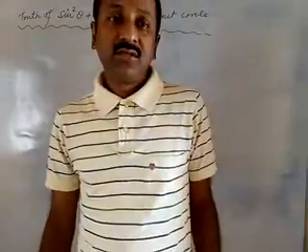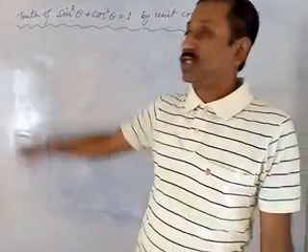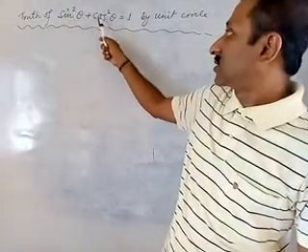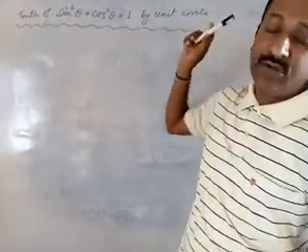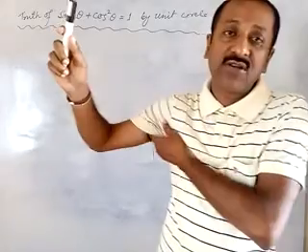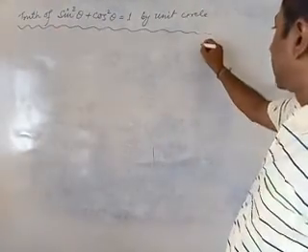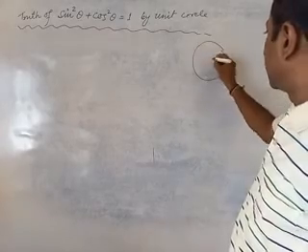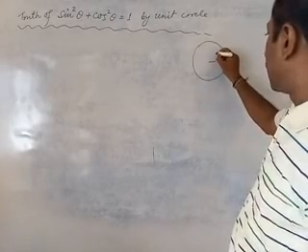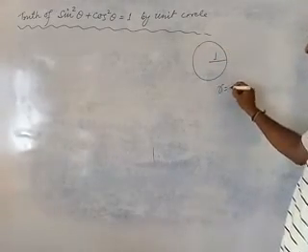Good morning to you all. Today we will discuss the truth of sin square theta plus cos square theta equal to 1 by the unit circle. So what is a unit circle? First let us know. A unit circle is nothing but, suppose this is a circle whose radius is 1. Radius is 1 unit.